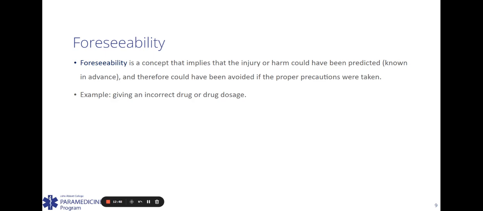This is why it's essential for paramedics to have a thorough understanding of the drugs that they're administering and to double and triple check their dosages before administering medications. By understanding the concept of foreseeability and taking the necessary precautions, paramedics can prevent potential harm to their patients.